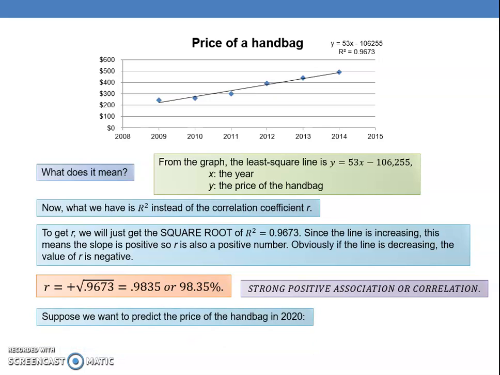Now, what is the point of doing all this? Again, this is all about prediction or estimation. Suppose we want to predict or estimate the price of the handbag in 2020. Going back to our equation, x is the year. What we want to know is the value of y. We want to predict that. So I will replace this letter x here by 2020, which is the year. So 53 times 2020 minus 106,255. Using your calculator, it comes out to $805. So the trend continues. The price will still go up when we get to 2020.